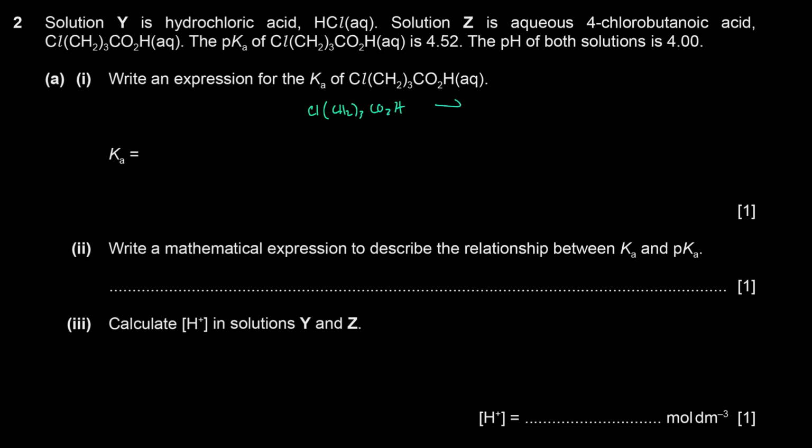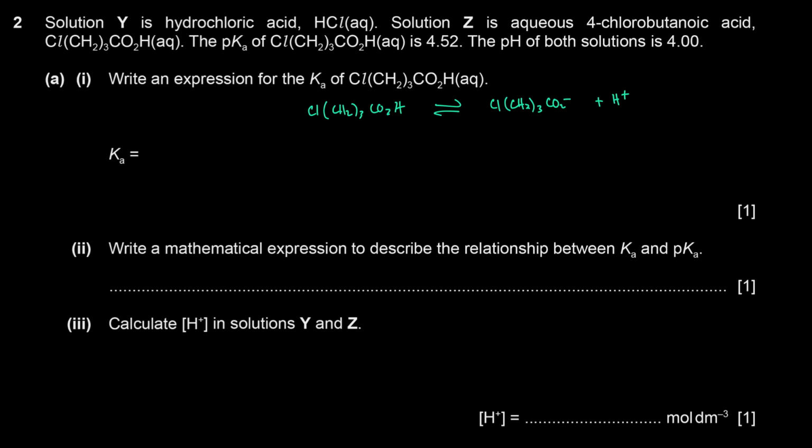And when this ionizes, it forms the conjugate base, which is the 4-chlorobutanoate ion, right? That's CO2 minus and H plus. And obviously over here, if you wrote plus H2O here, then you would write H3O plus on the right hand side. But just for the simple expression, we're just going to write this expression here.